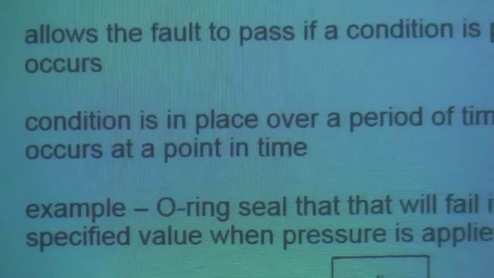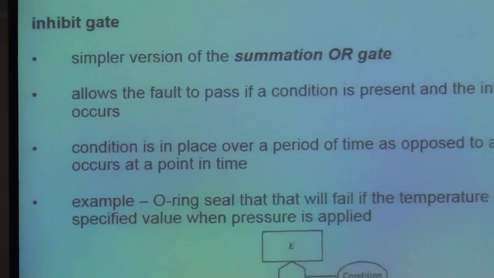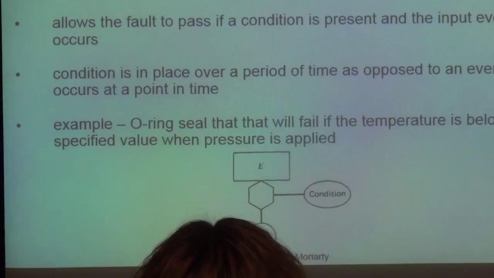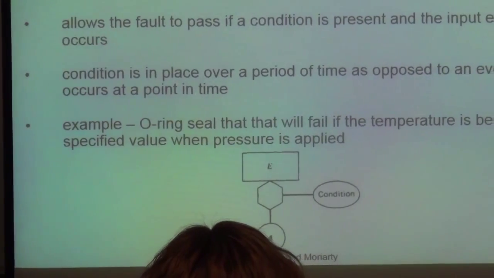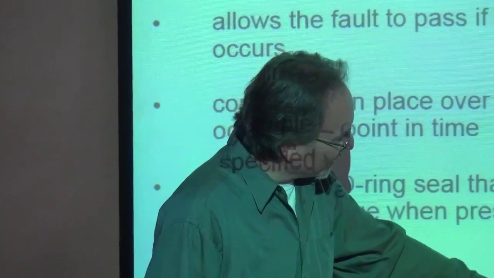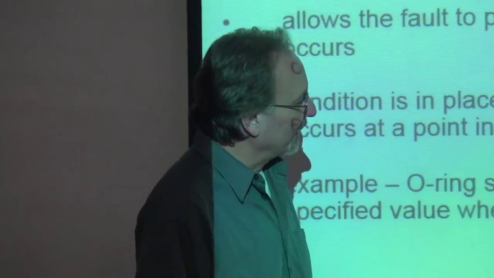And an inhibit gate means that given a condition, the fault will pass. This is kind of a really simple version of a summation OR because we just have one condition. We could have done it with a summation OR with just one model, but this is easier, the inhibit gate. And the inhibit gate is the only one that has this hexagon indicator. That's if that event occurs, the fault will pass. And you have to know what the event is.